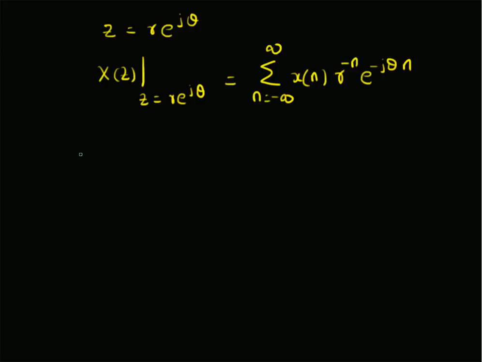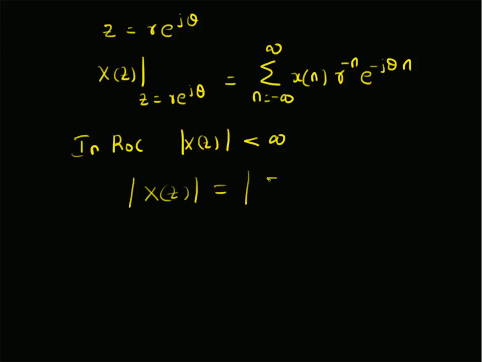Now we know that in the ROC, the region of convergence, the Z transform, that is X of z, is absolutely less than infinity. So based on the definition of X of z and the value of z equal to r e power j theta, we can write that the absolute value of X of z will be equal to the absolute value of the summation n equal to minus infinity to plus infinity x of n r power minus n e power minus j theta n.